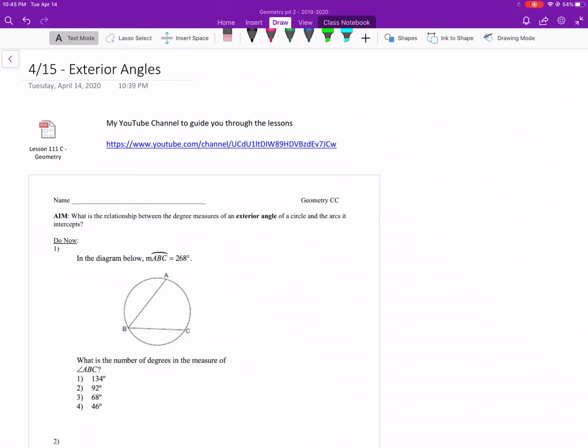Good morning, guys. Welcome to today's lesson, April 15th, exterior angles. Our aim today: what is the relationship between the degree measures of an exterior angle of a circle and the arcs that it intercepts? First, the do now.